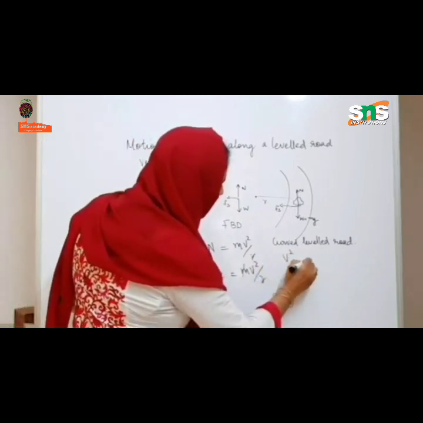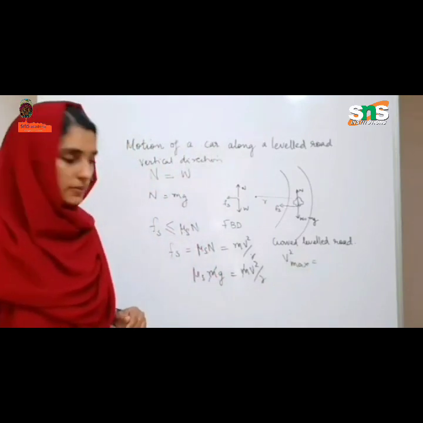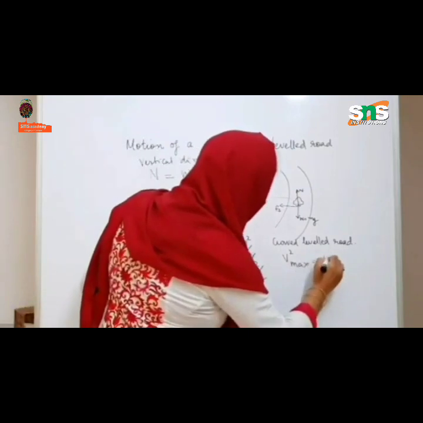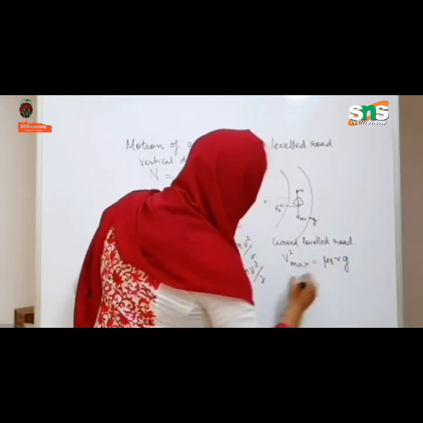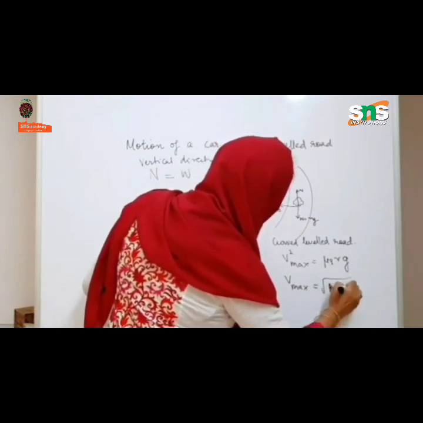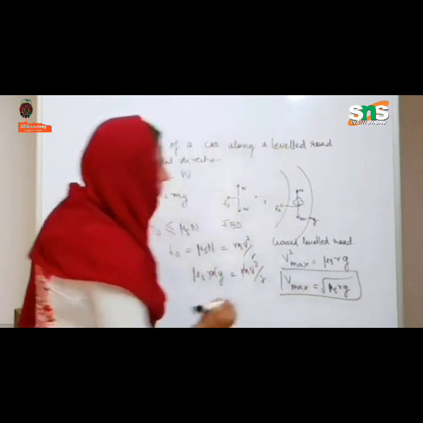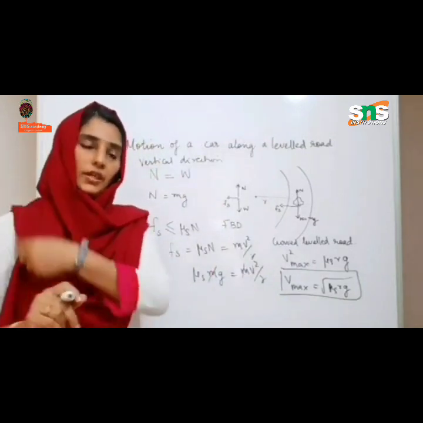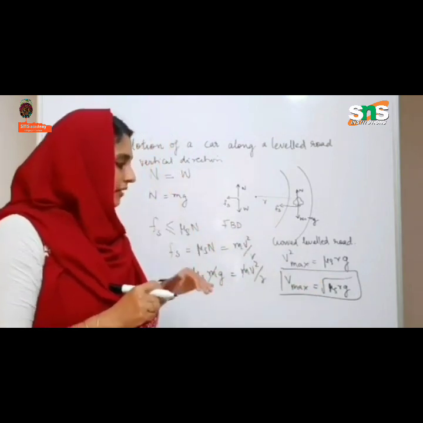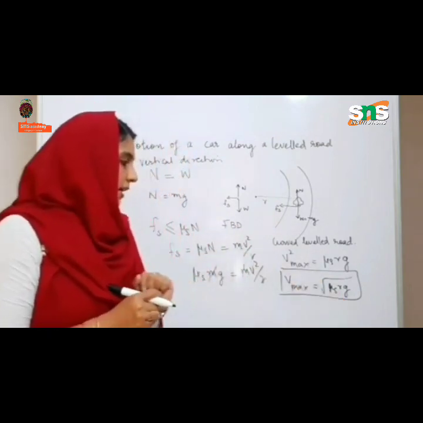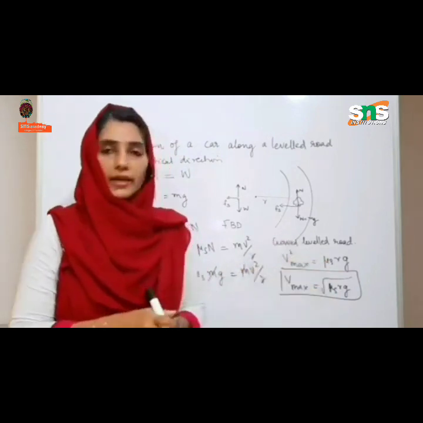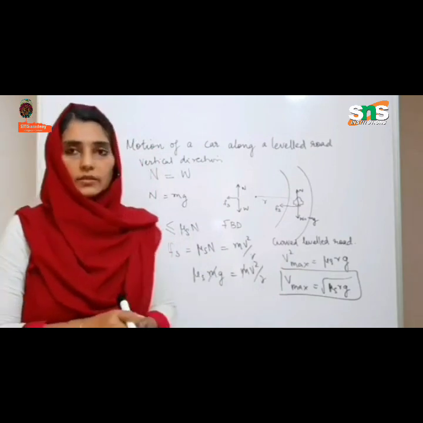Let us write it as v square max, because we are interested in the maximum speed, is equal to mu s into r into g, or v max is equal to the root of mu s into r into g. So this is the expression for the maximum speed with which a car can move around a circular path on a level road of radius r, where mu s is the coefficient of static friction.